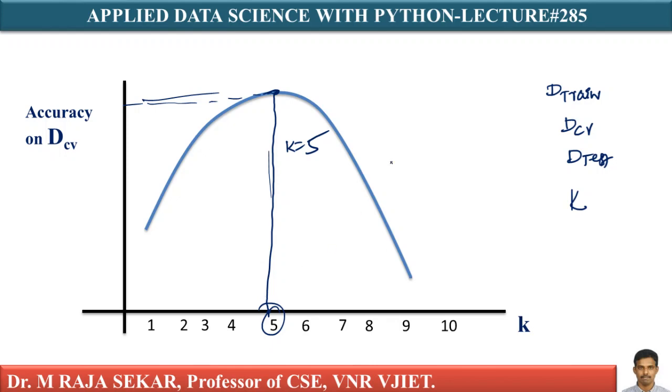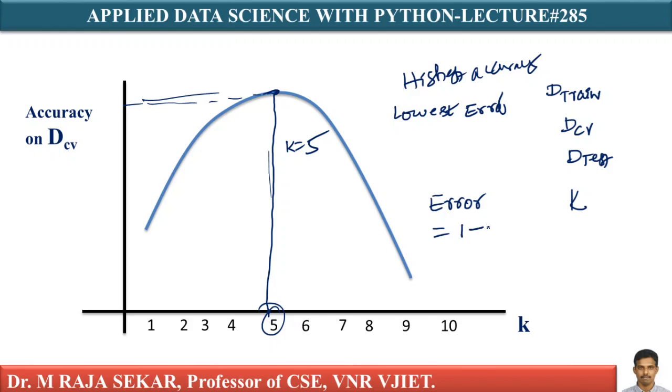What is the meaning of highest accuracy? That is lowest error. They have the same meaning: lowest error and highest accuracy. I already discussed this in my previous lectures, isn't it? I will repeat: highest accuracy means lowest error, because error is nothing but 1 minus accuracy. So I picked 5NN as the function.